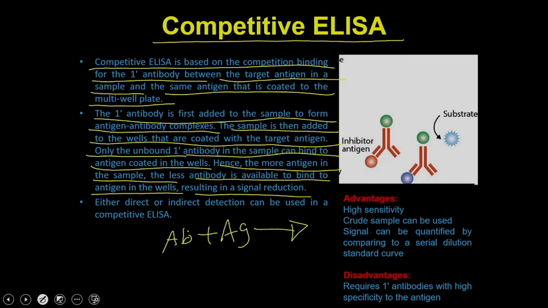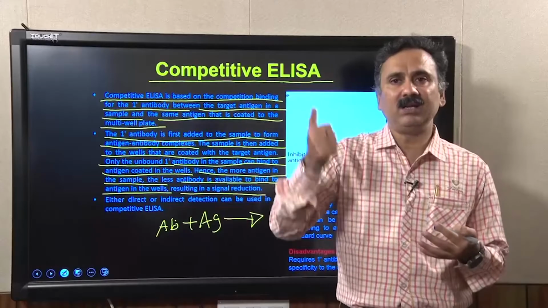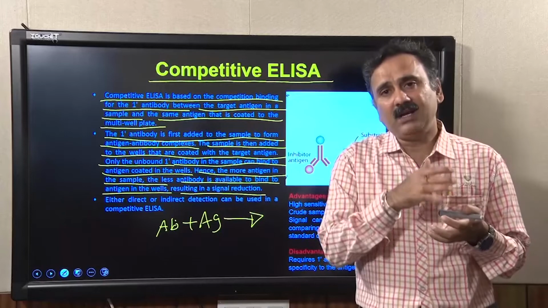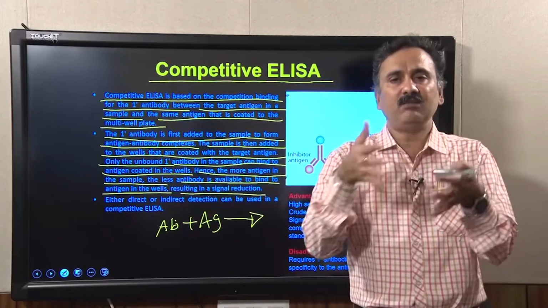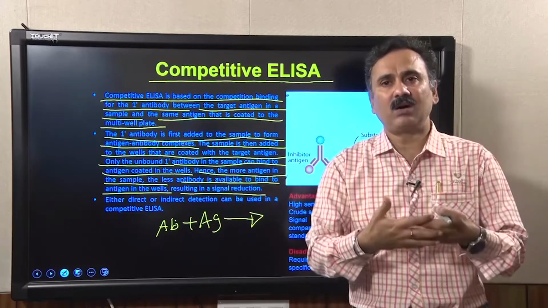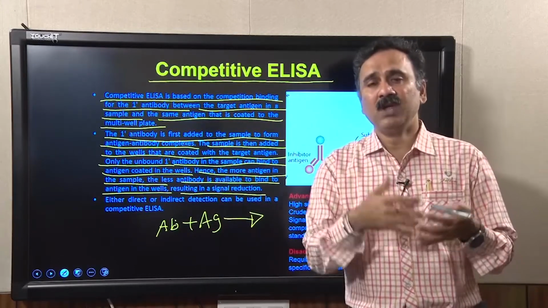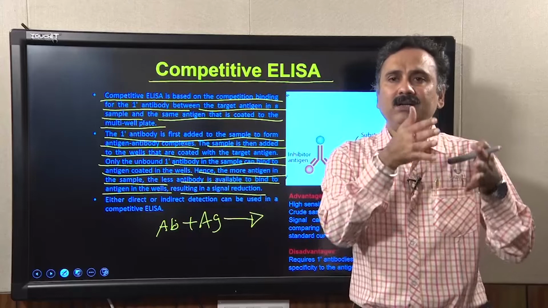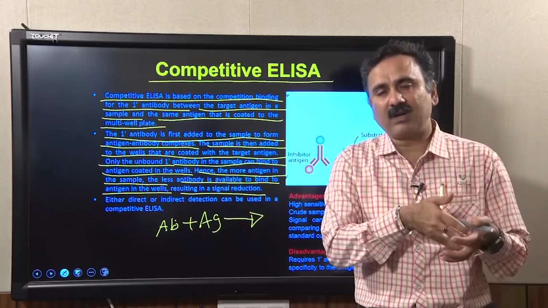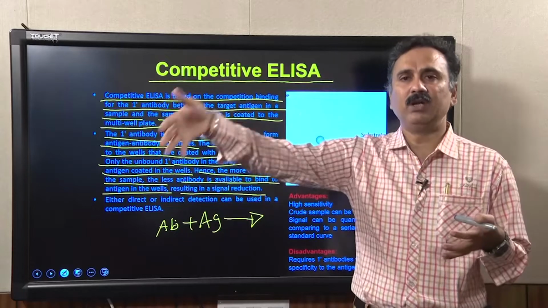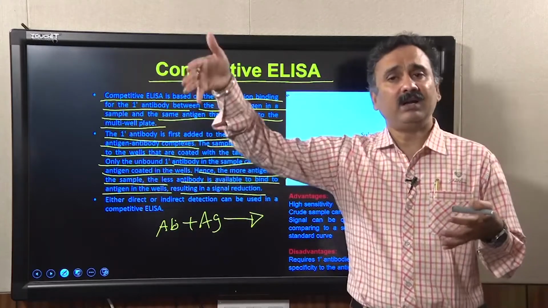What this means is that you make the antigen-antibody complexes in the sample. So, you take the sample and add the antibody. The antibody will go and bind to the antigen. As I said, antigen and antibodies always make a complex in an equimolar ratio. So, suppose you added 10 micrograms of antibody. The 10 micrograms of antibody is going to form a complex with 10 micrograms of antigen.